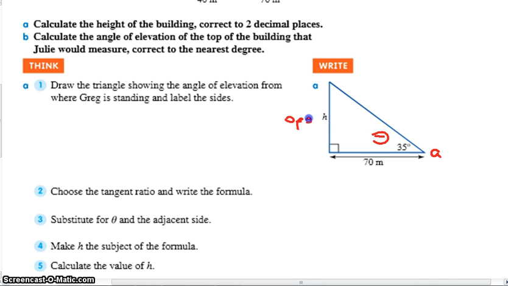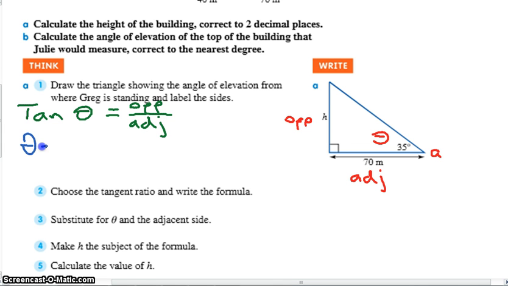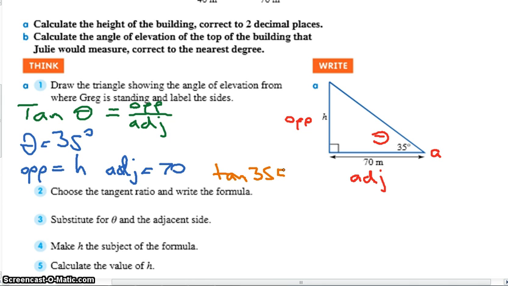Theta, opposite, adjacent. Then what ratio are we using? Yep, that's Greg. Tan theta equals opposite over adjacent. Now we write down what we know. Theta equals 35 degrees. Opposite equals H. Adjacent equals 70. Now we substitute in. Tan of 35 equals H over 70.